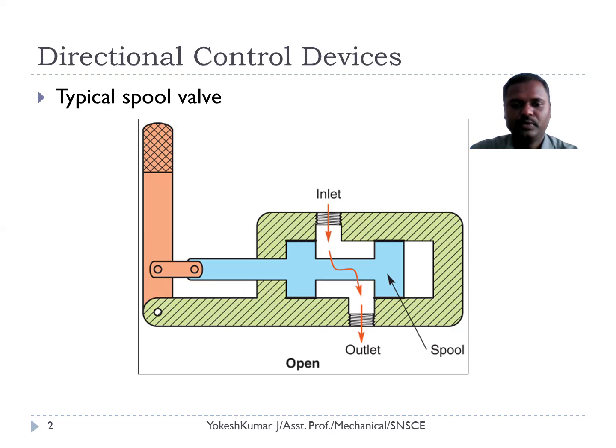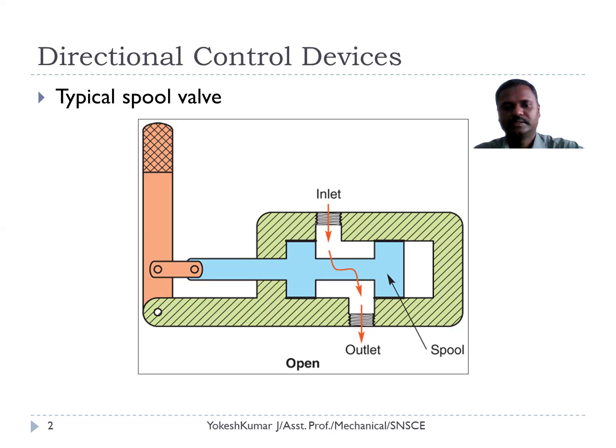So this spool has a precise contact with the inner body of the valve, which will make it slide inside the valve. So if you move the left side of the lever, the spool will move from left hand side to right hand side. So the inlet and the outlet port of the valve is completely blocked. So no flow will happen during that time.